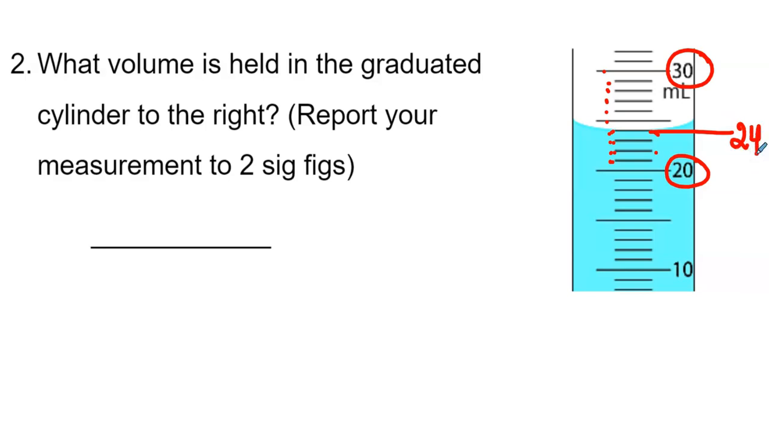And of course we need to know our unit. So looking at our graduated cylinder, this one says milliliters. So our volume of water is 24 milliliters. And it's said to record it to 2 significant figures, and 24 already has 2 significant figures, so I'm just going to record that value, 24 milliliters.